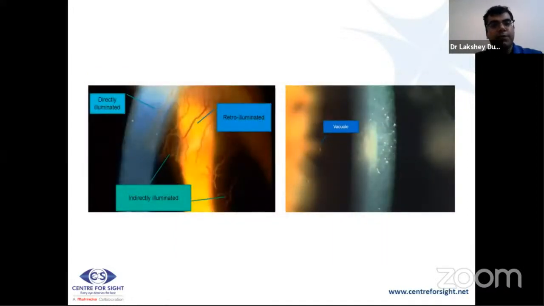So this is a good image in which you can see the area which is directly illuminated, where the corneal neovascularization is not so clearly visible, and the area next to it is indirectly illuminated, and the area adjacent to this is getting retroilluminated from the reflections of light from the iris. So the corneal neovascularization is best visible in this diagram in retroillumination. Next one, you can see, in retroillumination against a dark background, which is indirect iris retroillumination, you can see corneal vacuoles.